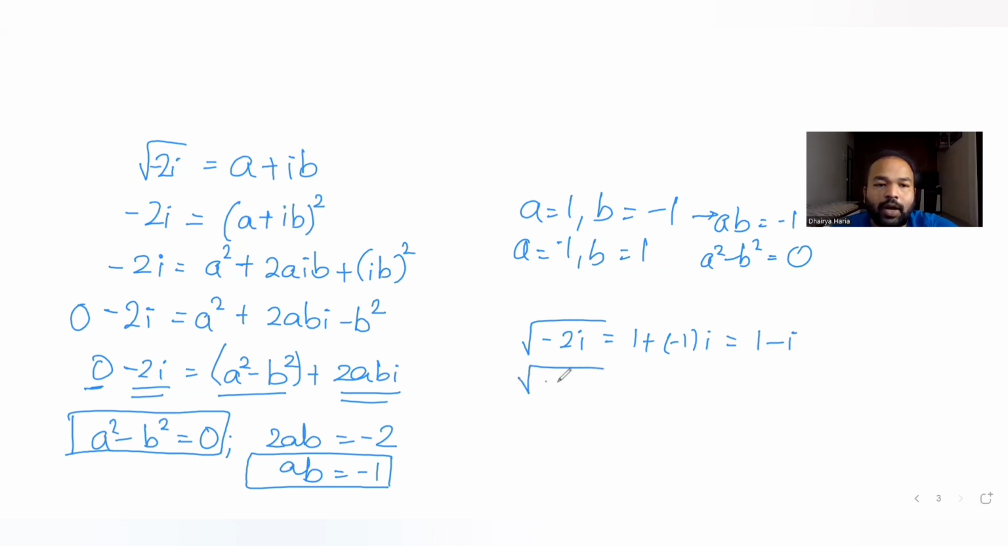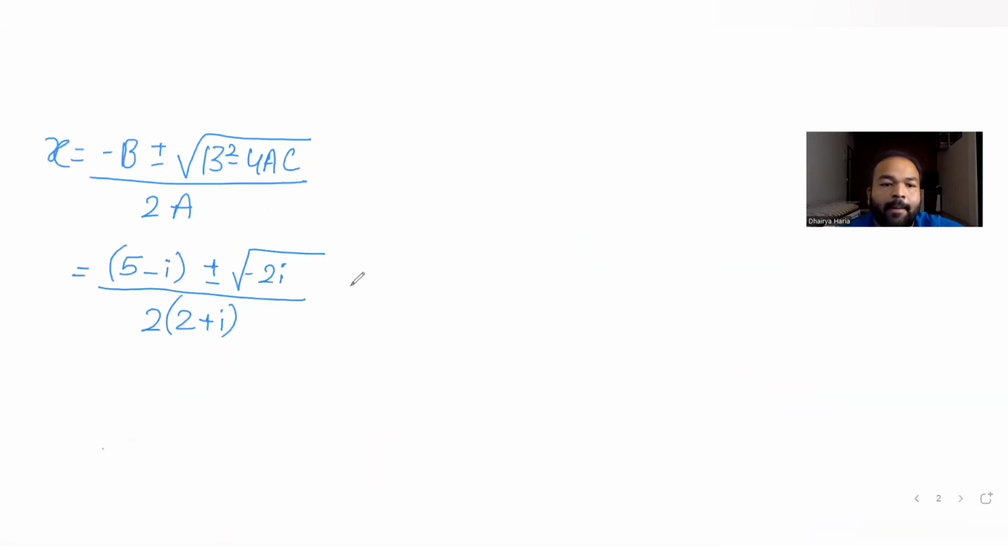Or I can also write root of minus 2i here as minus 1 plus 1 into i. So it makes it minus 1 plus i. So I'm getting two roots for this equation. Now let's find out. If I substitute this, I get root of minus 2i as 1 minus i, or I get it as minus 1 plus i. So now here if I put that, I'll take both of them and understand.